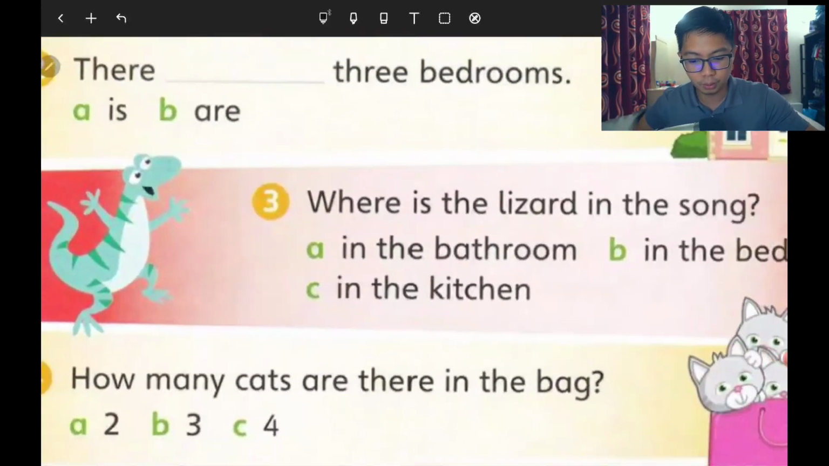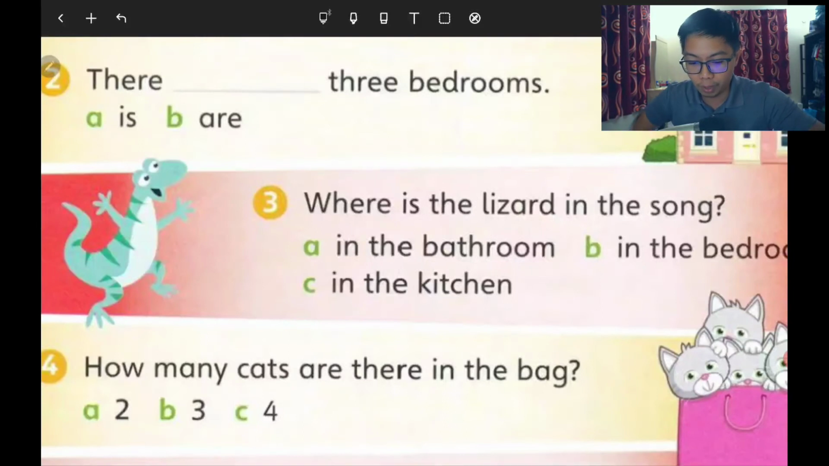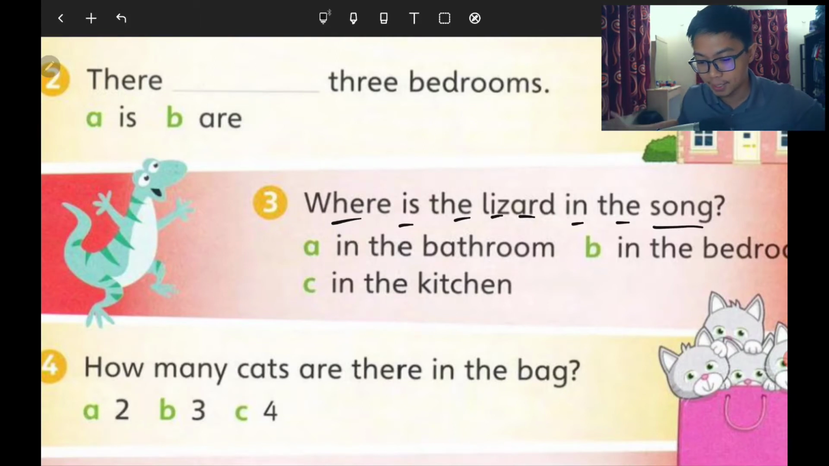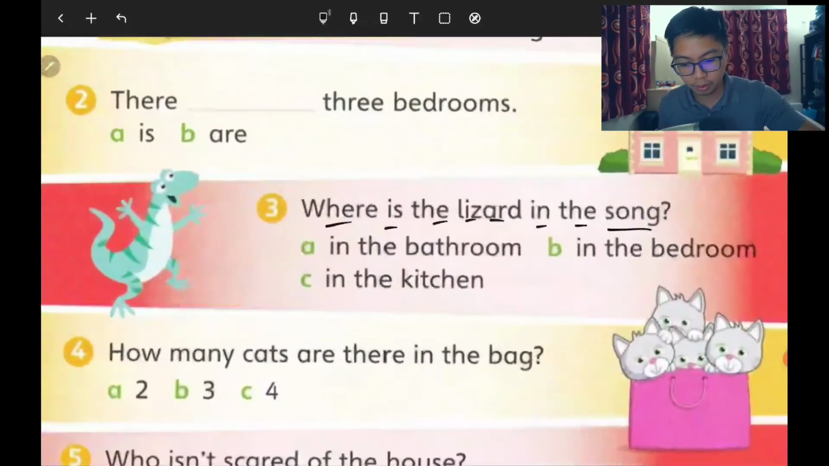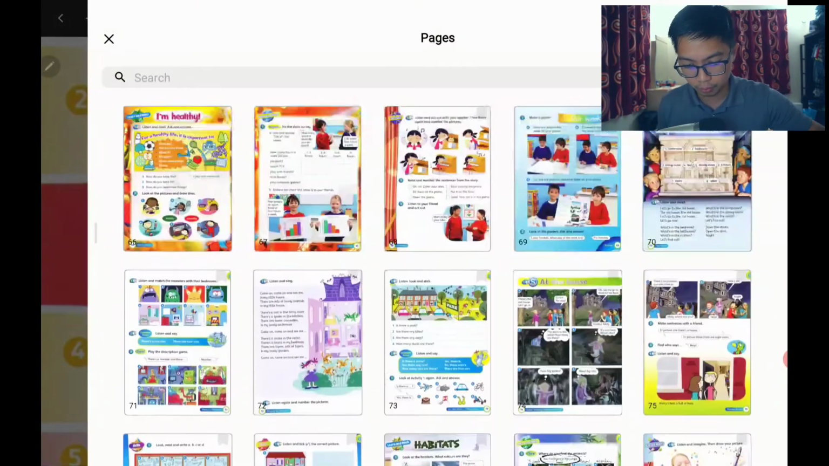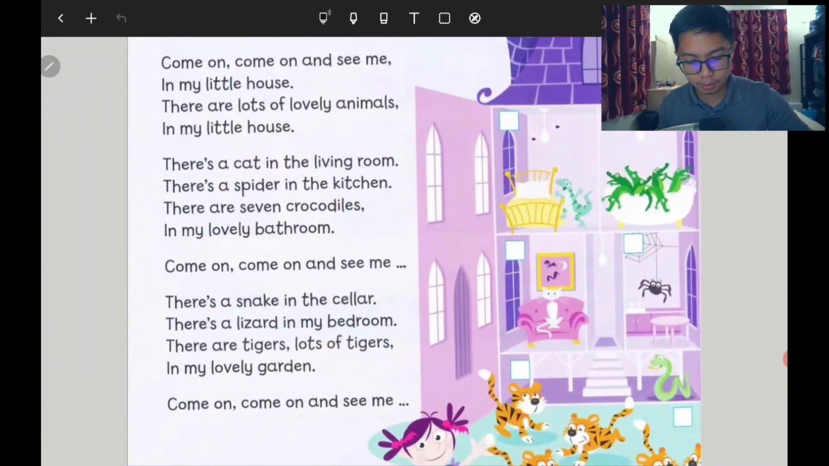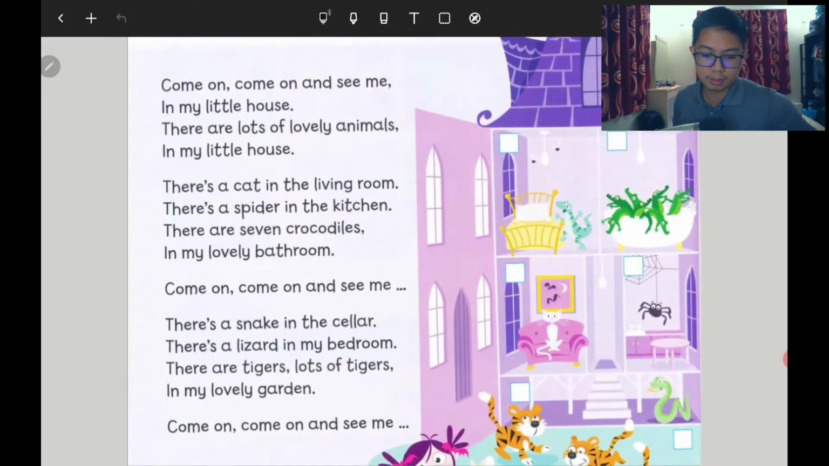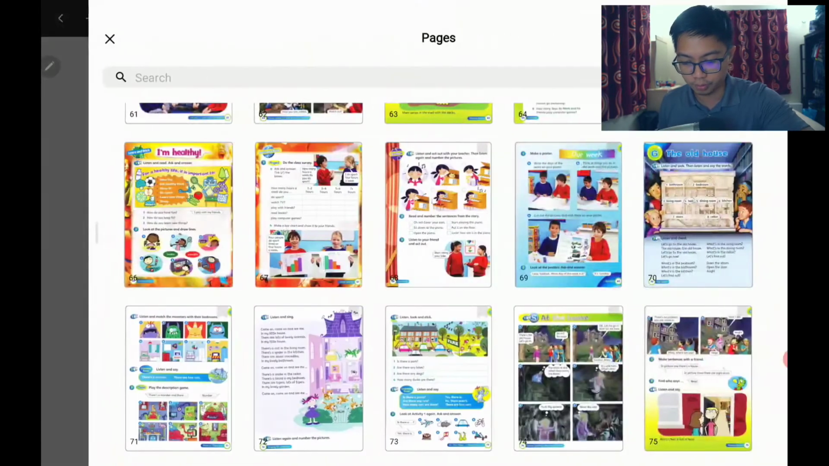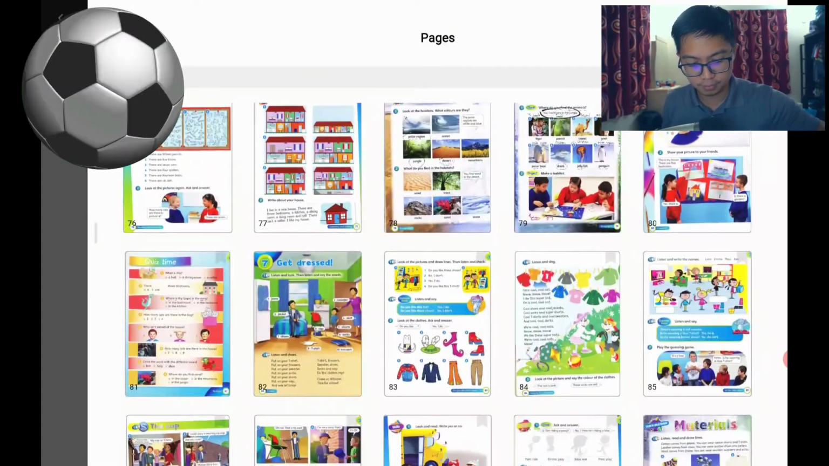Next one, question 3. Where is the lizard in the song? Where? So for this one, you need to go back to our song. It was on page. Where's the lizard? But you have 10 seconds only, starting from now.